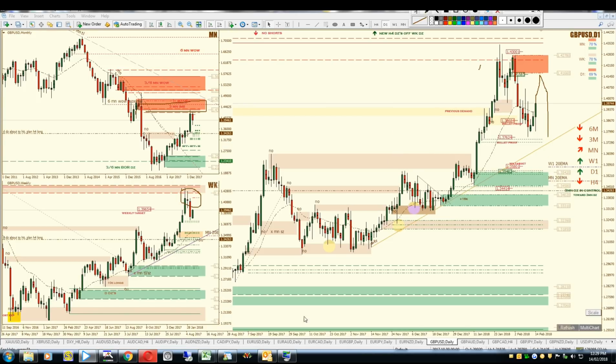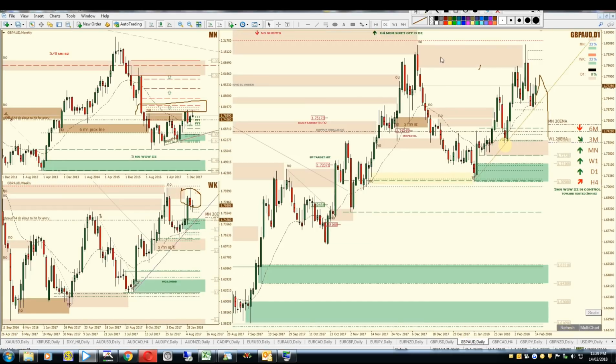Alright. So let's look at pound Aussie. Pound Aussie. What do we got here? So I'd like to see a drop down to this weekly area of demand, because that's where I would like to get in long. But because there's only an area here that was tested, I would have to, off of that, use the momentum off of daily.